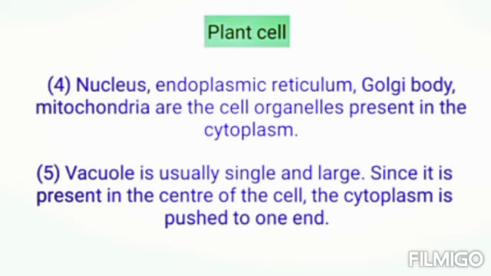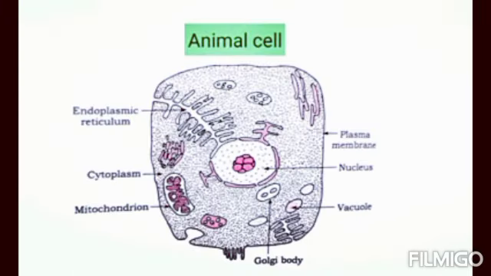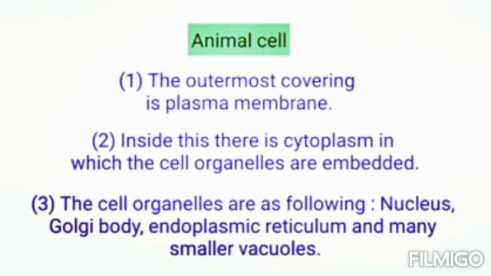Animal cell. This is a sketch of the animal cell. First, the outermost covering is the plasma membrane. Second, inside there is cytoplasm in which the cell organelles are embedded. Third, the cell organelles are as follows: nucleus, Golgi body, endoplasmic reticulum, and many smaller vacuoles.